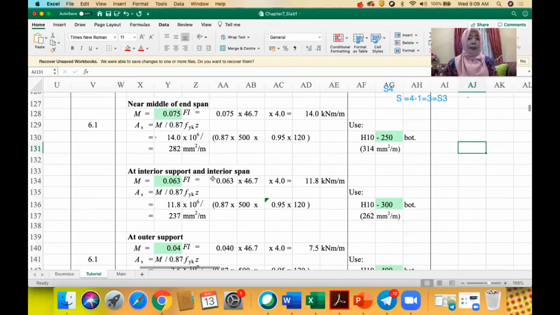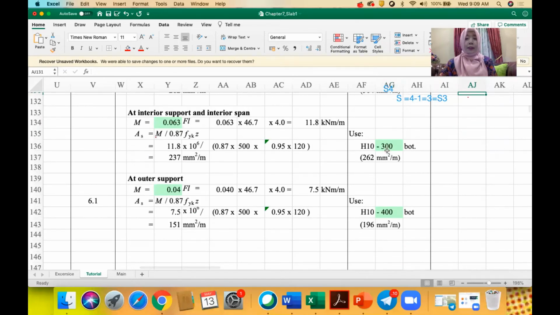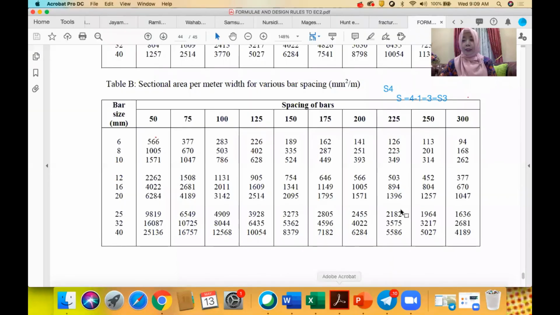Then at interior support, you got 237. Now we have 372. So 300. Look at the table here. So 300 262.